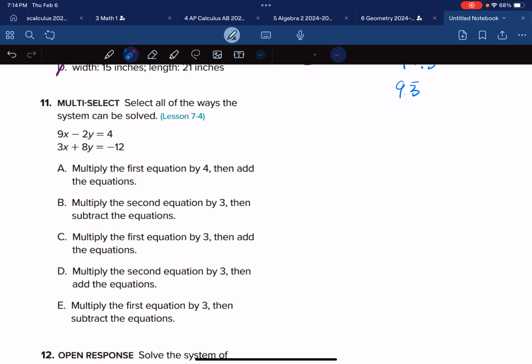Multi-select. Select all the ways that the system can be solved. Okay, so let's go ahead and see. Okay, variables are lined up, numbers are lined up. My first inclination is to do elimination. Let's read the multiple choice. Multiply the first equation by 4, and then add the equations.